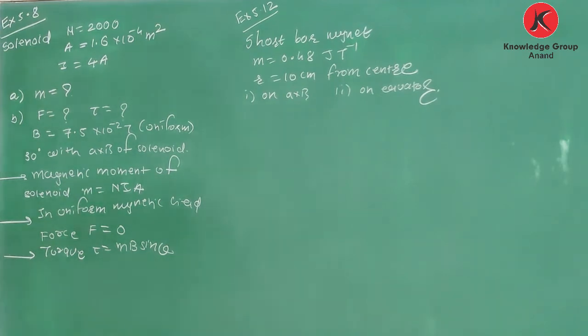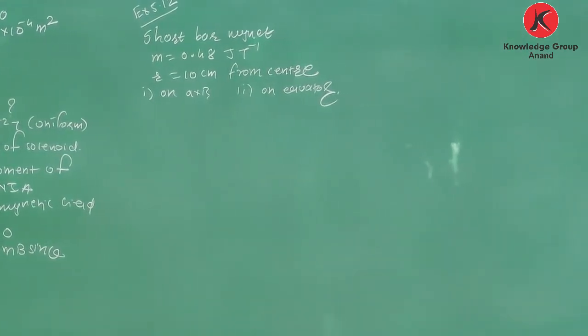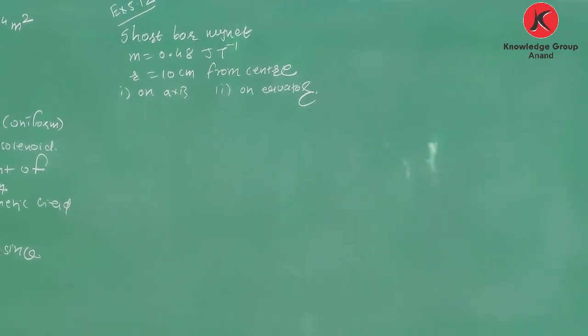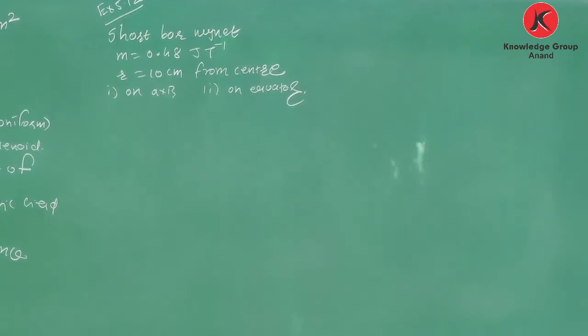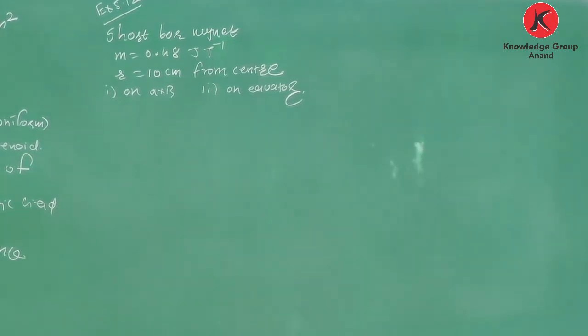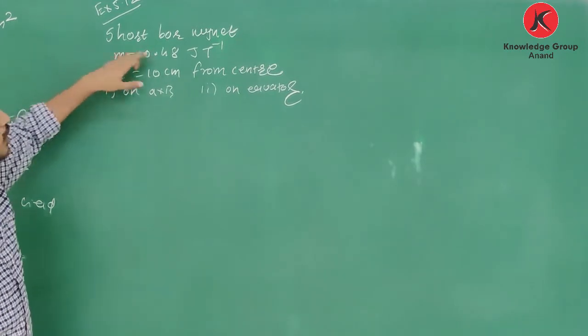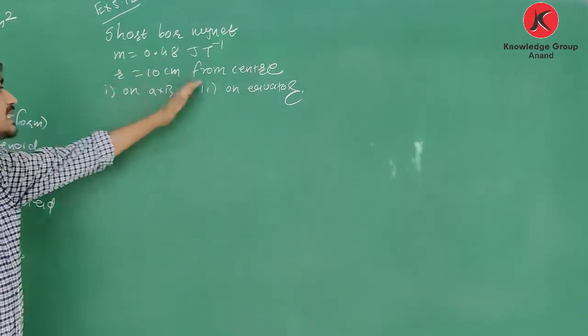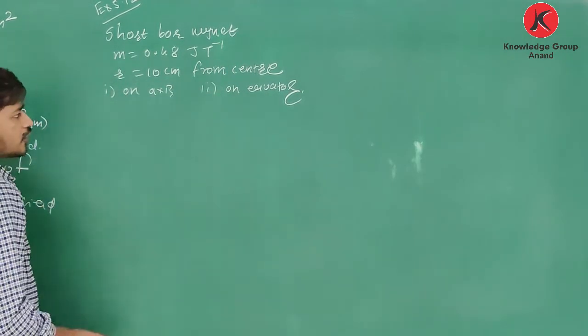Exercise 5.12. What is given? You are given a short bar magnet having magnetic moment m equal to 0.48 joule per Tesla. At a distance of 10 centimeter from the center, first on the axis and second on the equator, you have to find the direction and magnitude of the magnetic field. See here, first of all I will draw the magnet.